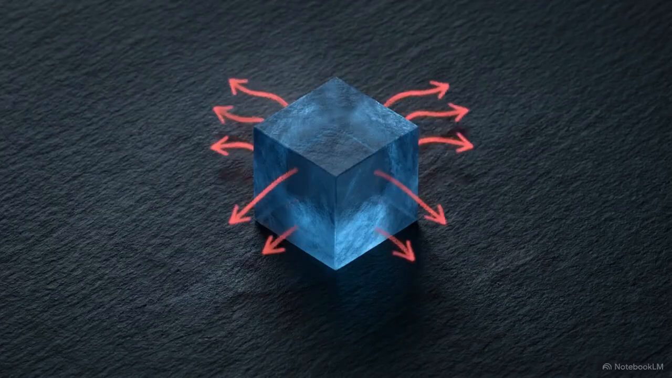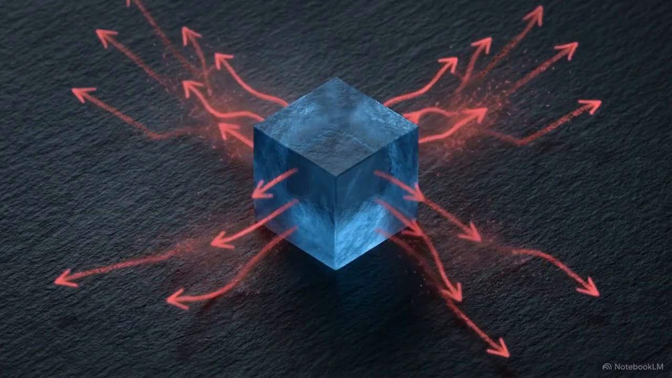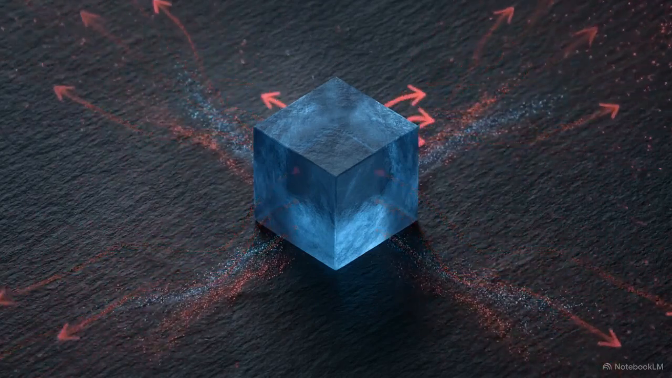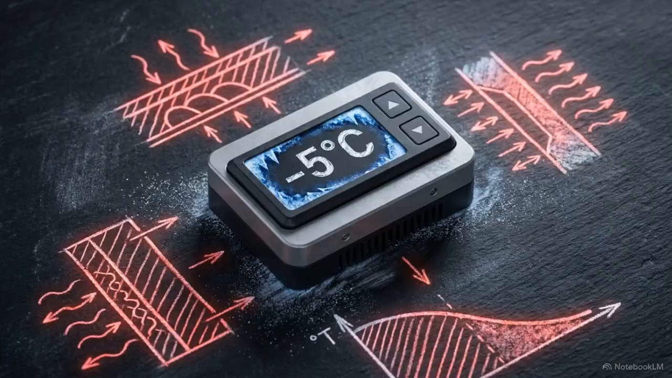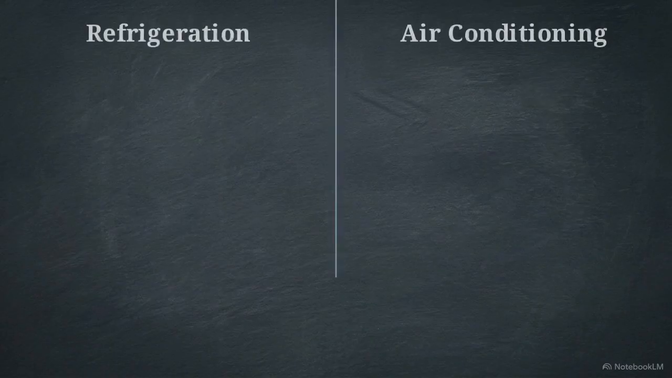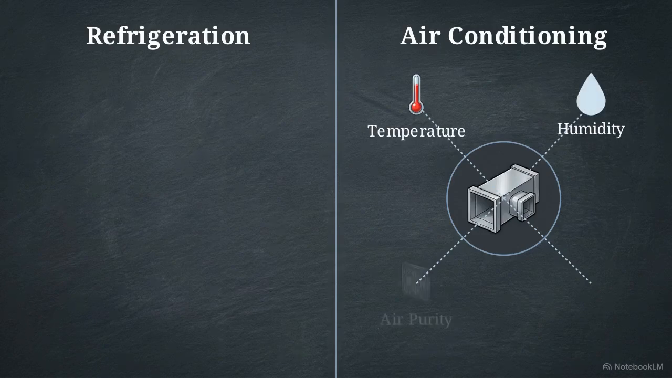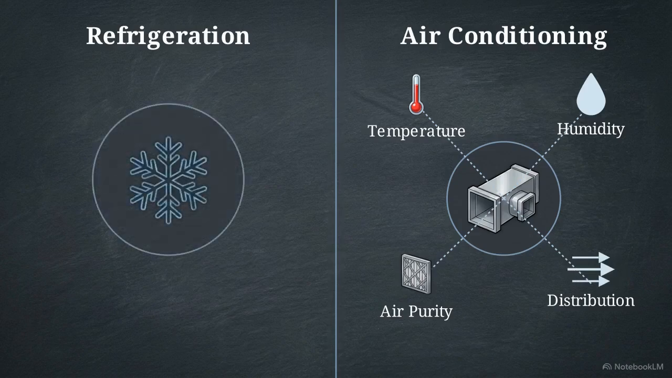We must start with a strict technical definition. Refrigeration is the engineered, controlled extraction of heat from a target space. The specific goal is to maintain that space at a temperature below the ambient environment. This is distinctly different from air conditioning. Air conditioning requires the simultaneous control of 4 factors: temperature, humidity, air purity, and the proper distribution of that air. Refrigeration deals solely with heat removal.